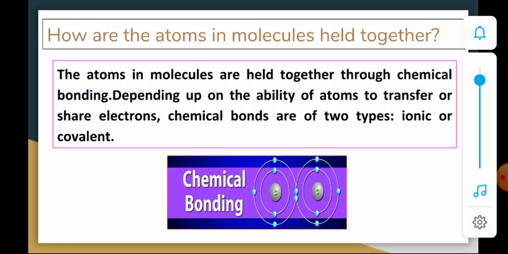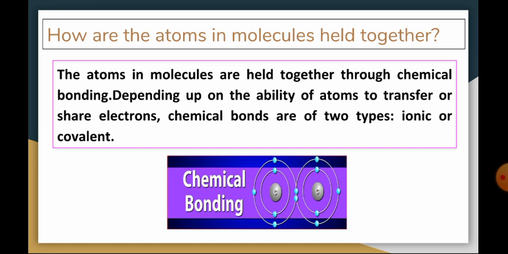Finally, the question is, how are the atoms in molecules held together? The atoms in molecules are held together through chemical bonding. Depending upon the ability of atoms to transfer or share electrons, chemical bonds are of two types, ionic or covalent. Therefore, in molecules, atoms are held together through ionic or covalent bonds.